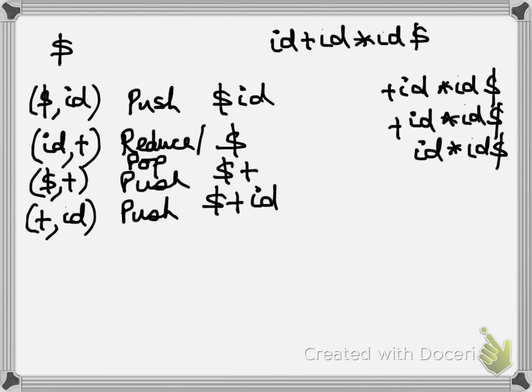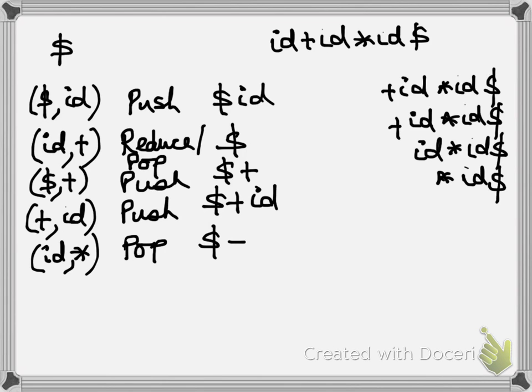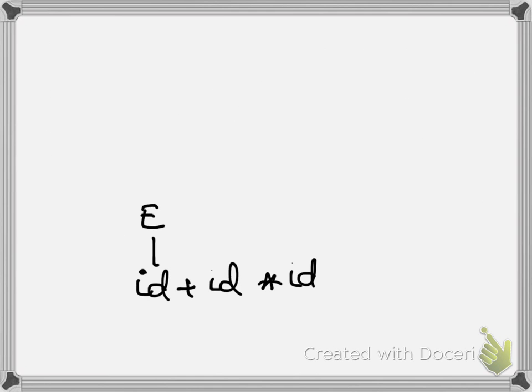I have multiply ID dollar left. Now I have ID and star. So ID is greater than star, so pop or reduce. So I'll be left with dollar plus, and here I have star ID dollar. So what we have done now, we have reduced the second ID to E.